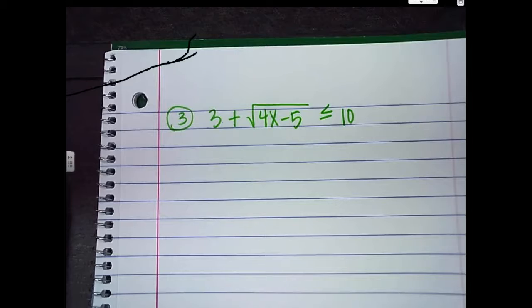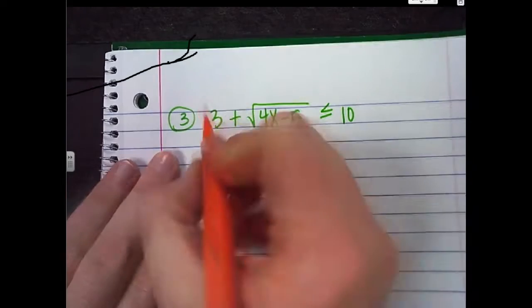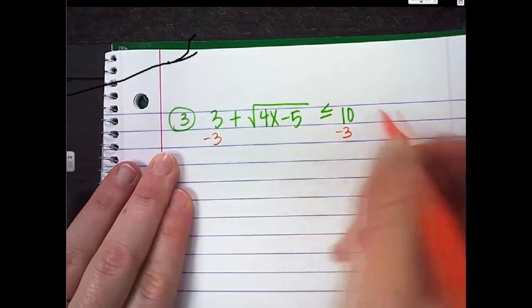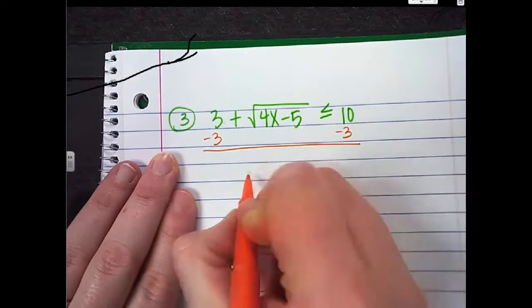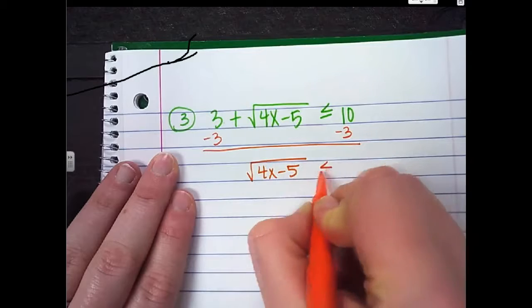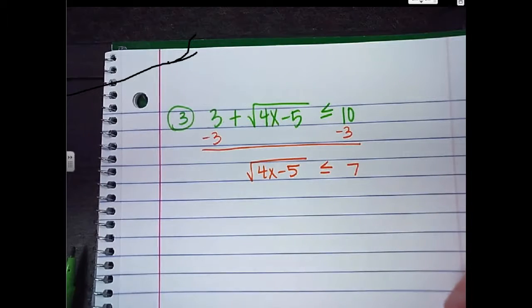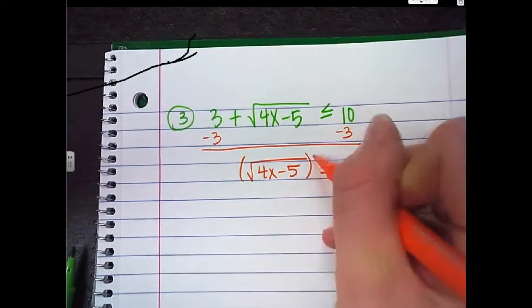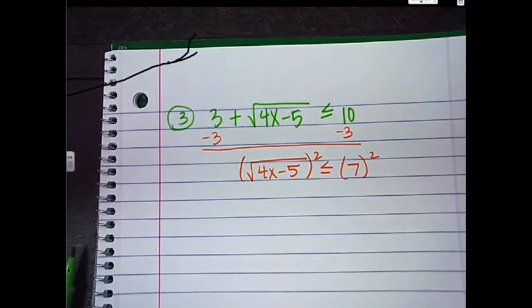Okay, what's first? Good. Subtract the 3. So square root 4x minus 5 less than or equal to 7. And then solve for x. So go ahead and solve for x and then find your restrictions.